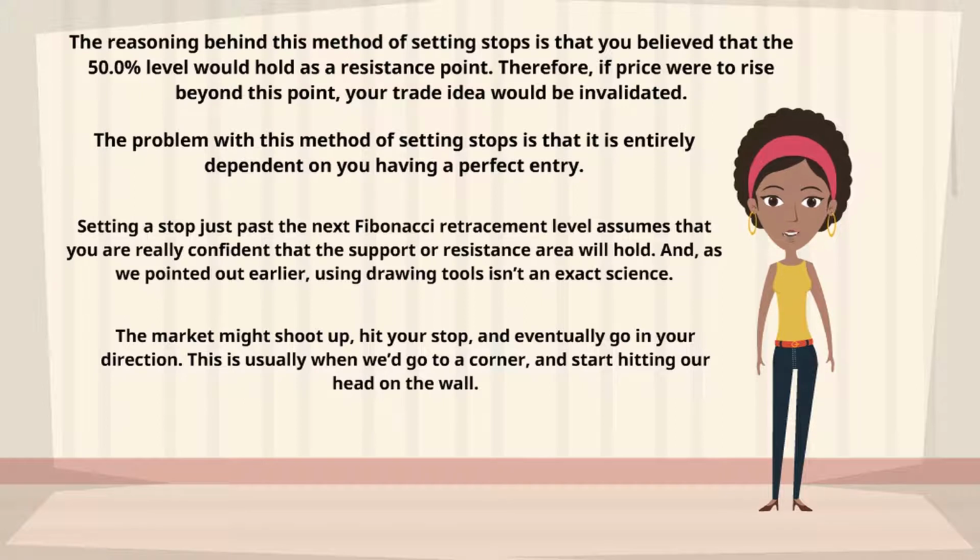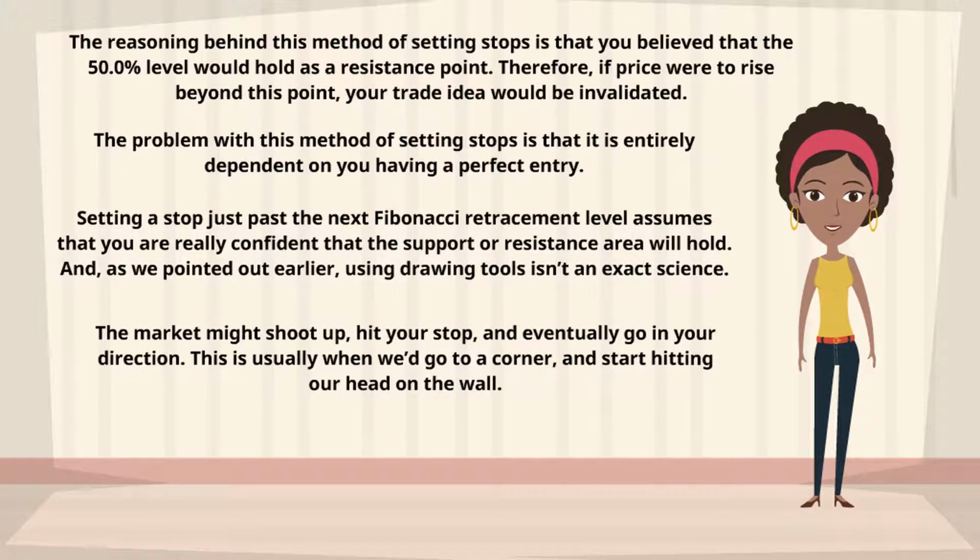Therefore, if price were to rise beyond this point, your trade idea would be invalidated. The problem with this method of setting stops is that it is entirely dependent on you having a perfect entry. Setting a stop just past the next Fibonacci retracement level assumes that you are really confident that the support or resistance area will hold. And as we pointed out earlier, using drawing tools isn't an exact science. The market might shoot up, hit your stop, and eventually go in your direction.